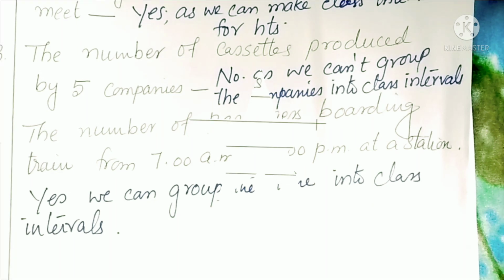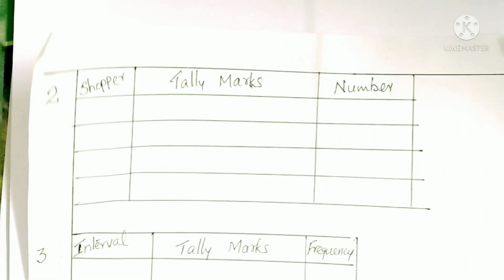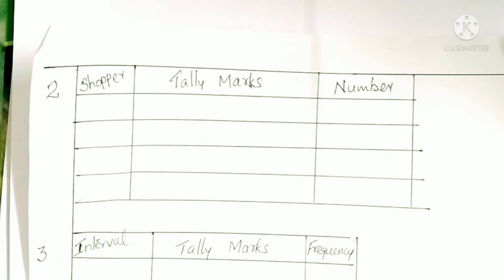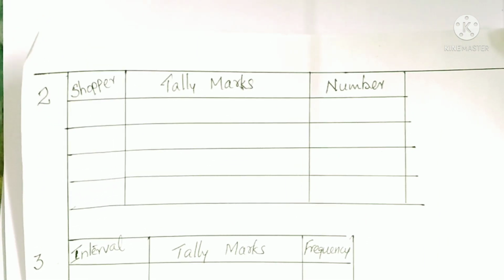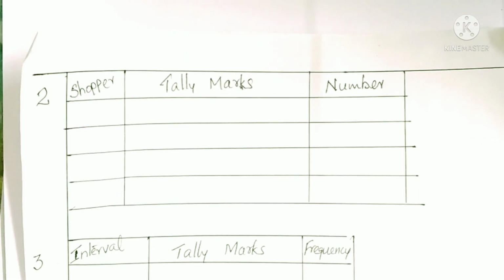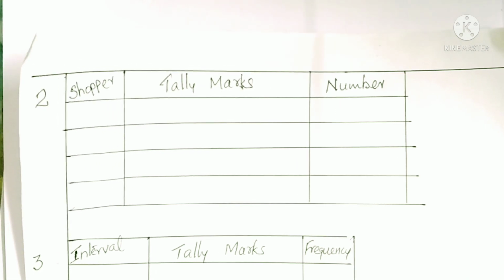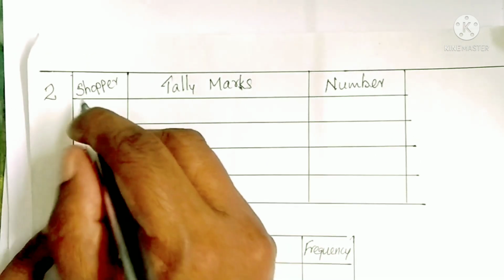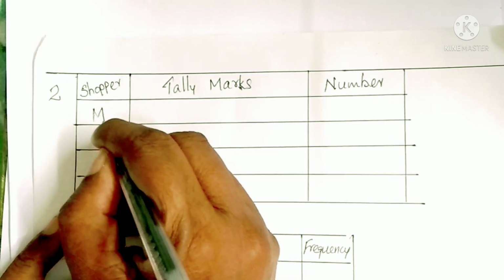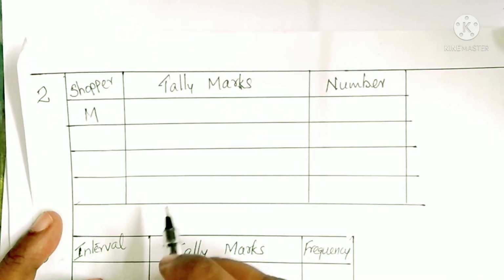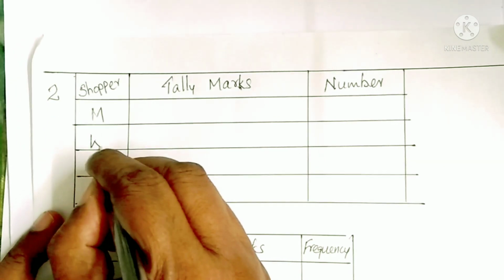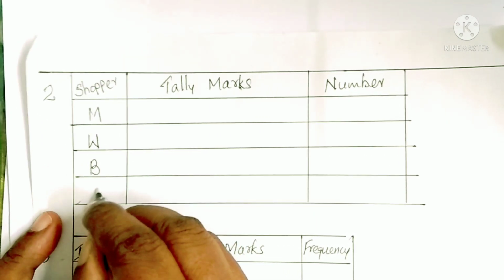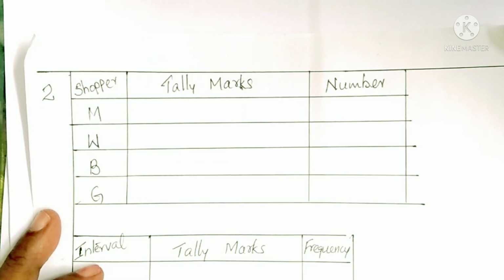Now let us see question number 2. The shoppers who come to a departmental store are marked as M if it is a man, W for woman, B for boy, G for girl. That means 4 categories are there. Which are the 4 categories? Let us mark that. If it is a man, then M, and if it is a woman, then W, boy or girl.